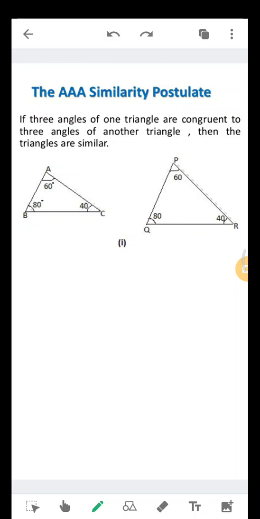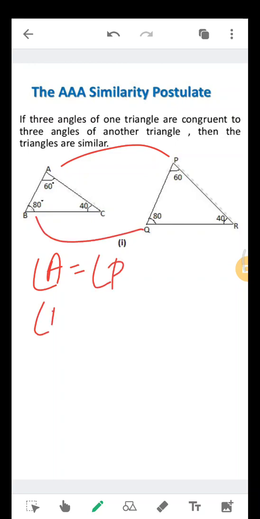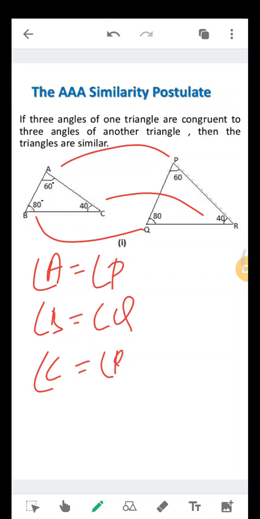So let's check. Here we write angle A is equal to angle P. You can see angle A and P are equal to 60. Angle B is equal to Q, and angle C is equal to angle R. So we can say that these two triangles are similar by AAA similarity. Now AAA is also named as AA similarity.